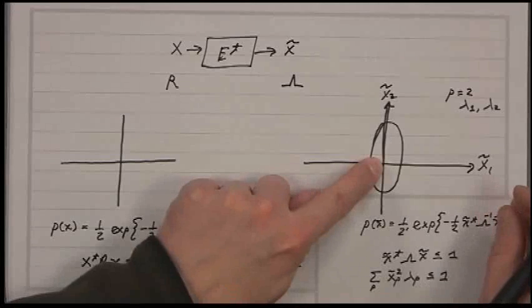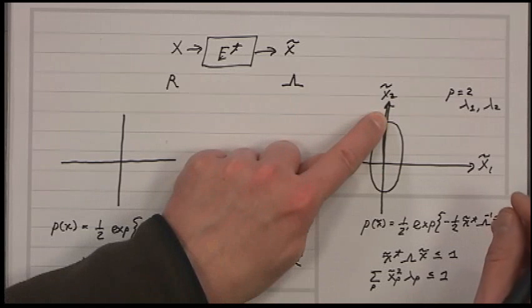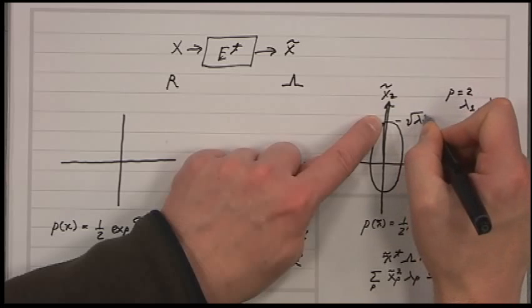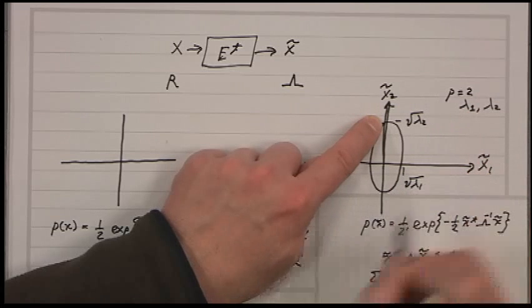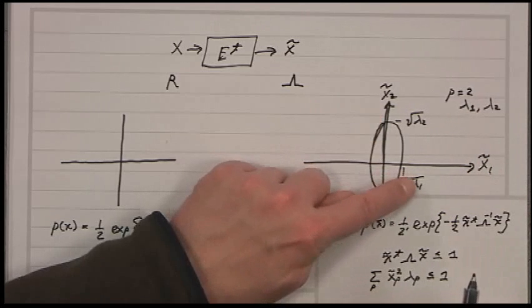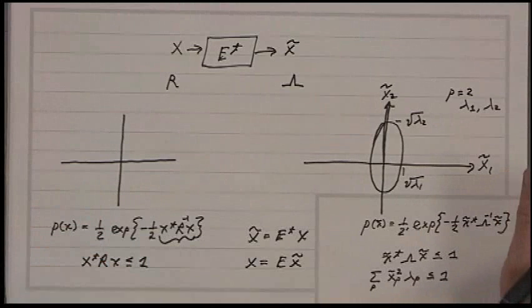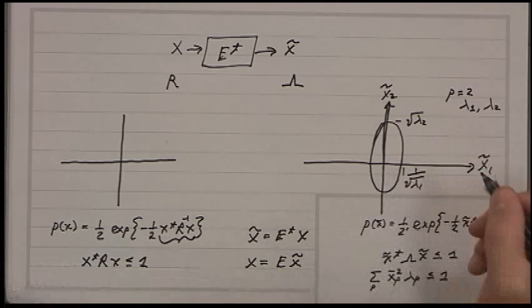If x1 is 0, then the constraint is only that x2 squared times lambda 2 equals 1, right? So this point here is going to be the square root of lambda 2, right? And that point there is the square root of lambda 1, right? So the square root of the eigenvalues tells you the standard deviation. Oh, I keep saying the wrong thing, and you guys let me do it. What did I just say that's wrong here? There's an inverse here. So I have to take 1 over the square root, okay?